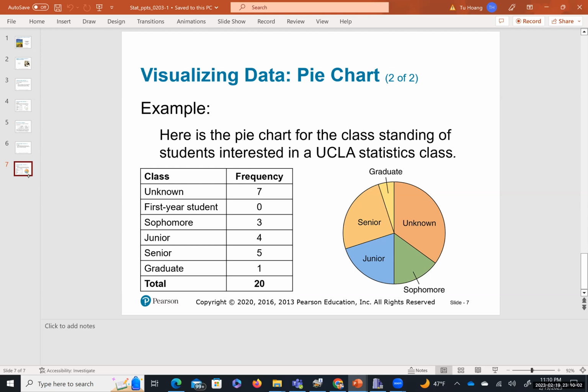So here in this pie chart, you see that this is for the students who are interested in the stat class, and we have a frequency for unknown of 7, right? It is about 35%. It is in relative frequencies, and usually for the way to use a pie chart, we should use relative frequency.